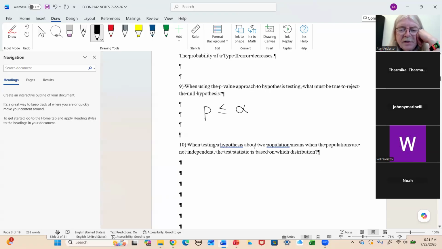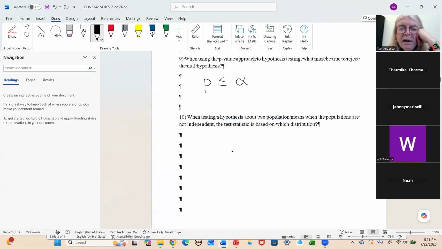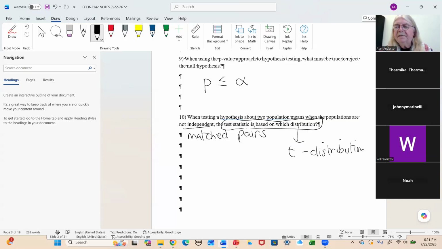Now, when we're testing a hypothesis about two population means, when they're not independent, that would be our matched pairs case. It's a very convoluted way of saying matched pairs. And then when we have matched pairs, we always use the t distribution. Okay.